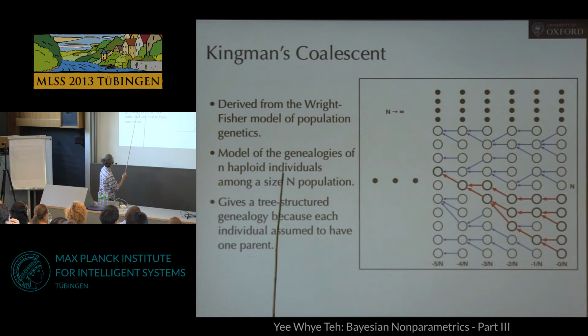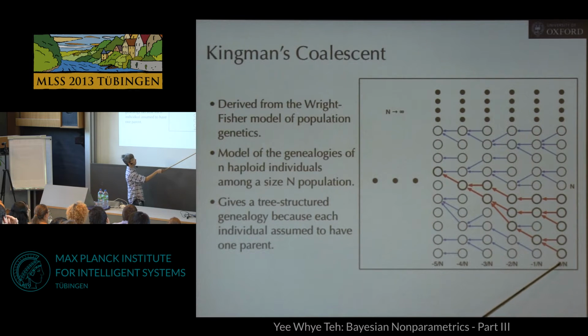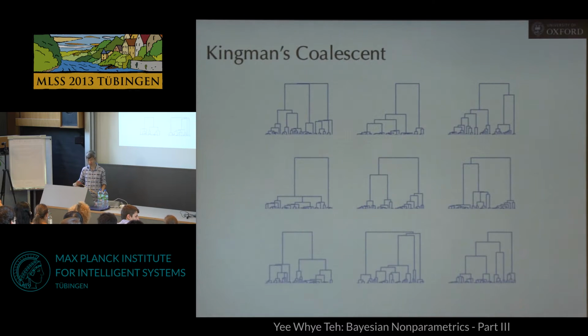So this is a description called the Wright-Fisher model of population genetics, where we are assuming that there's a finite size population and a discrete number of generations as we go backwards in time. And basically, we can arrive at Kingman's coalescence by taking this n to go to infinity. Basically, we're taking a non-parametric or an infinite asymptotic limit of this process, and that gives us Kingman's coalescence.